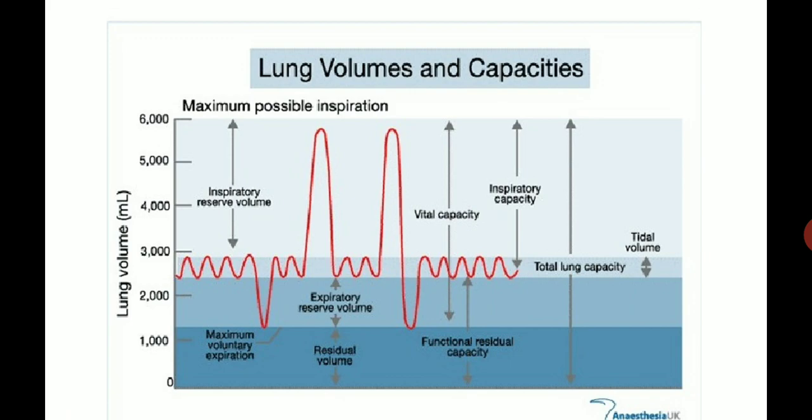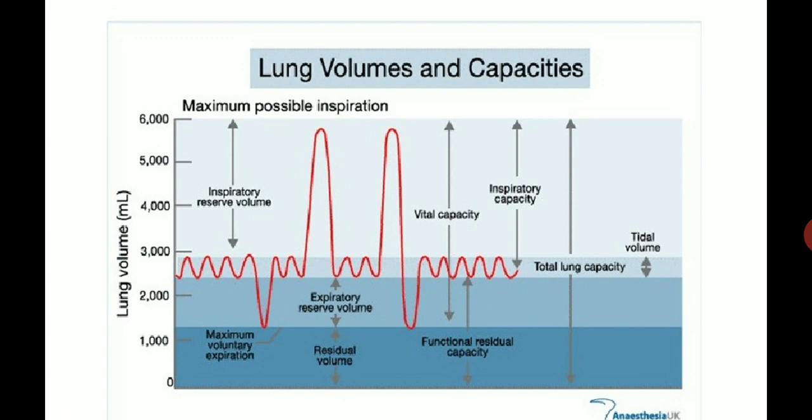So now the third volume is inspiratory capacity. Total volume of air a person can breathe in after a normal exhalation, that amounts to about 3500 ml. That means the tidal volume plus the inspiratory reserve volume becomes the inspiratory capacity.